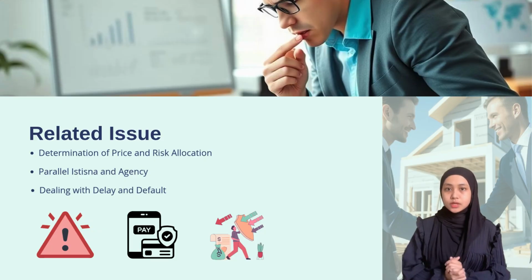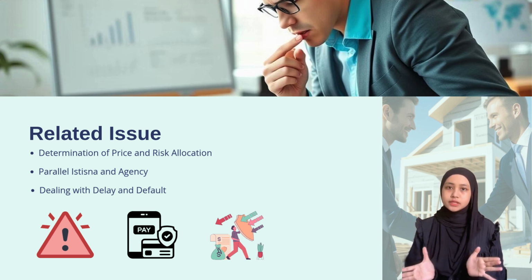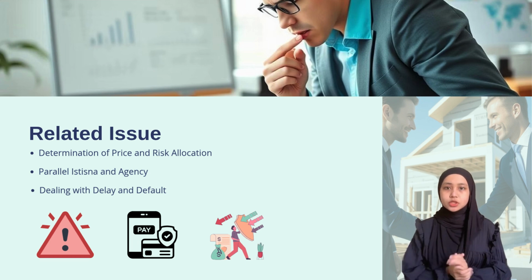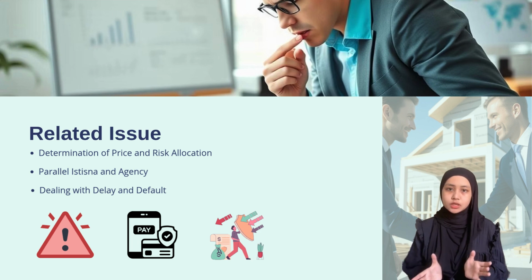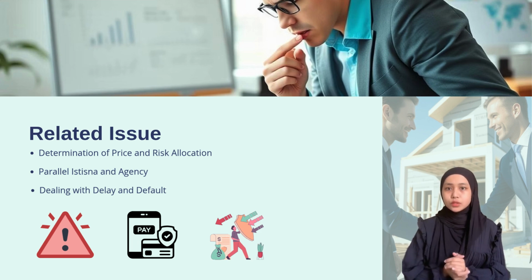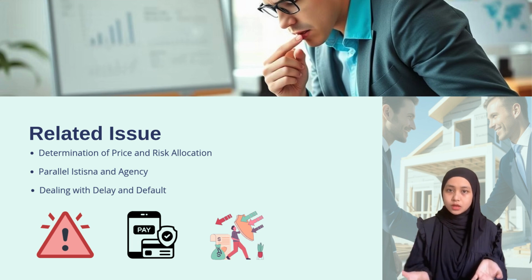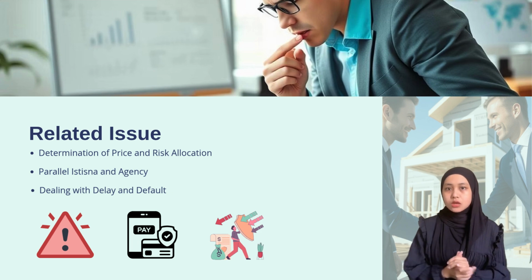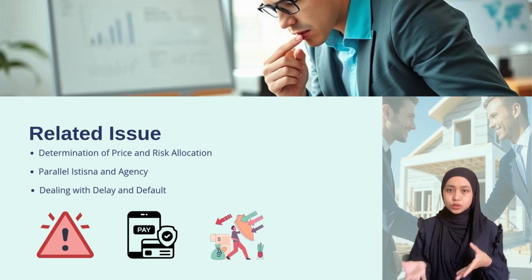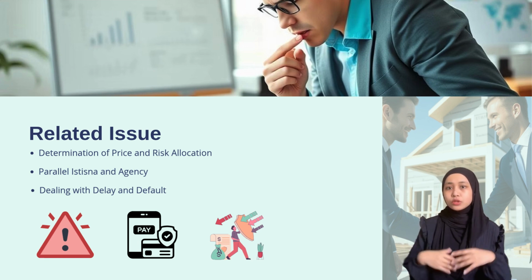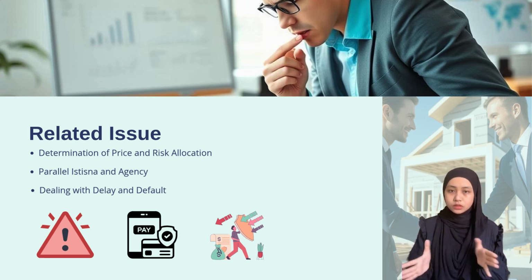So there are a few related issues about the contract of manufacture, Istisna. First, determination of price and risk allocation. One major challenge is determining a fair and Shariah-compliant price, especially when material and labor costs fluctuate during the manufacturing period. Some scholars argue that price escalation clauses allowing price adjustment based on market changes are problematic due to gharar, uncertainty, and could potentially resemble riba, interest.